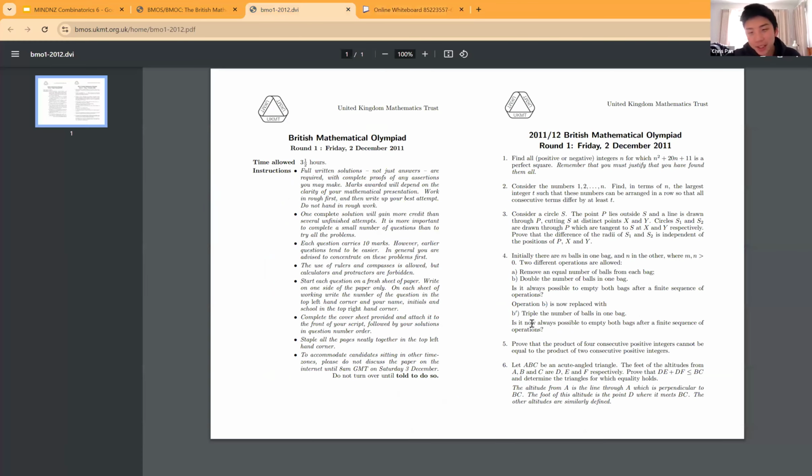And the next part is: is it now always possible to empty both bags if we replace this doubling operation with a tripling operation?